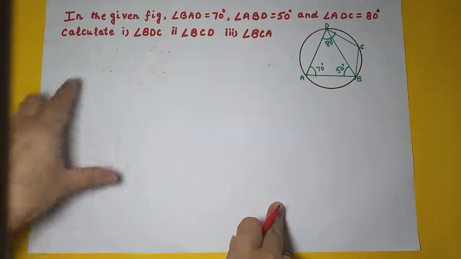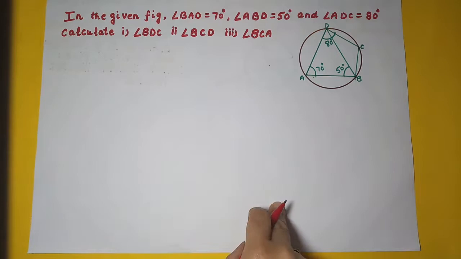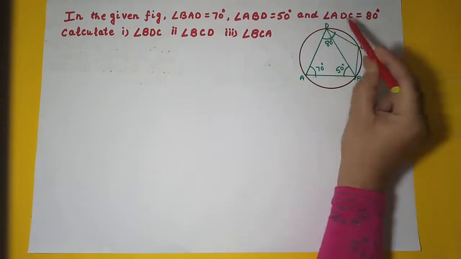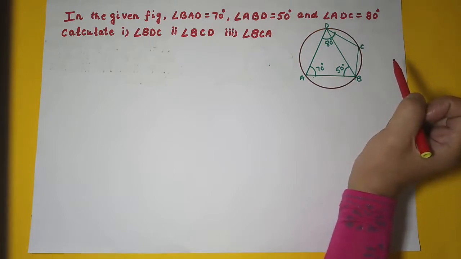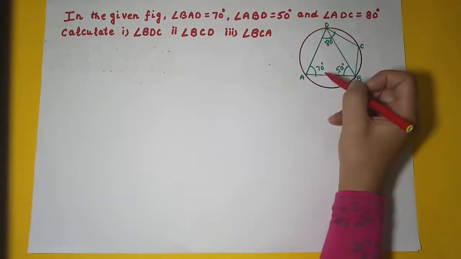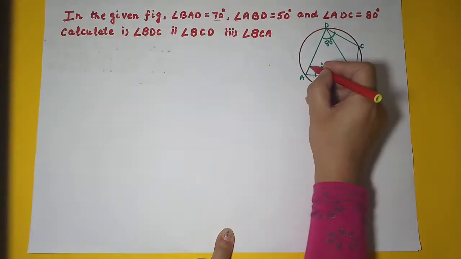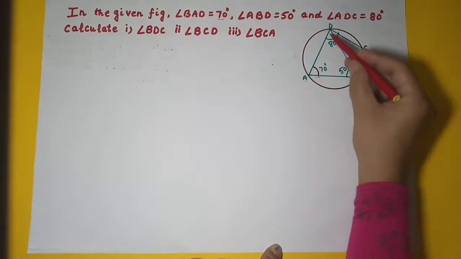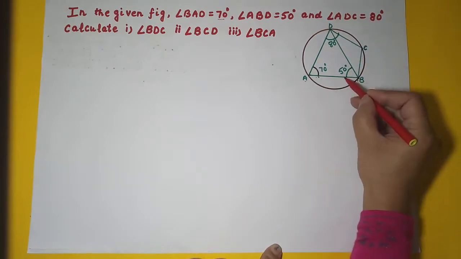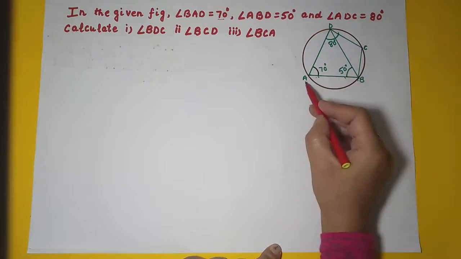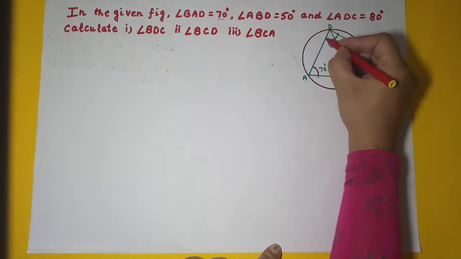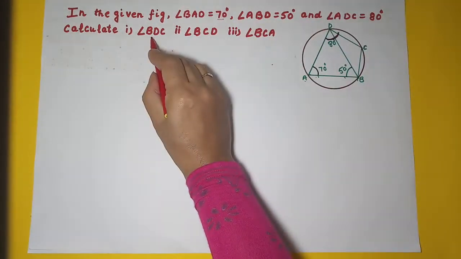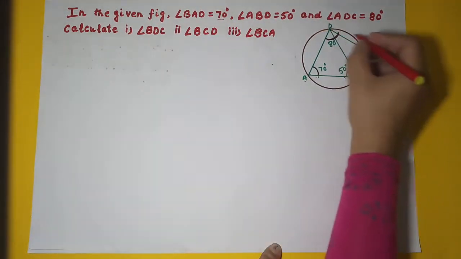In this video also we are continuing with the circles. So this is the figure which is given to us. In this figure, BAD is 70 degrees, right? So that means this angle is 70. Angle ABD, that means this angle is 50. And angle ADC, that means this entire angle is 80. He wants us to calculate BDC. Where is BDC? This angle.